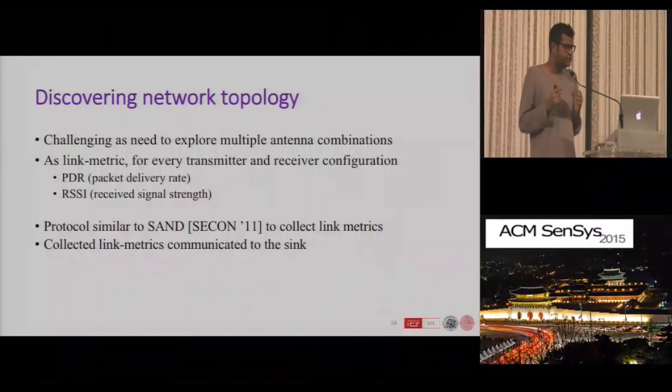So to have these disjoint pipelines operate, we need to understand what the network topology is like. This needs understanding of who the neighboring nodes are and what the link configurations are like. And this is extremely challenging because of the multiple antenna combinations that are possible between any pair of nodes in the network. As a link metric, for every transmitter-receiver configuration, we collect two metrics: one is the packet delivery rate, and the second is the received signal strength. And we use a protocol similar to SAND for collecting the link metrics. And all of this collected link metrics is sent to the sink node for further processing.